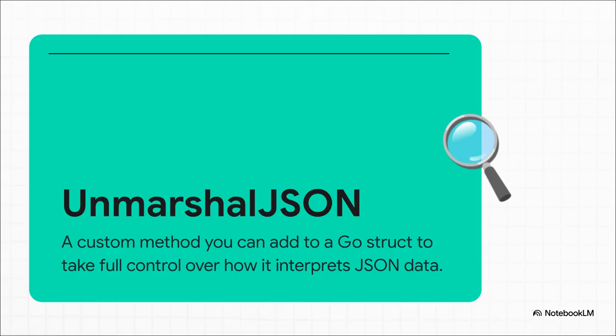Well, that is the idiomatic Go solution, and it is incredibly powerful. Go gives us this fantastic tool for exactly this situation: UnmarshalJSON. You can think of it like a special, custom-built translator that you attach right to your data type. By implementing this method, you're basically telling the JSON parser, hey, hold on. Don't use your default rules for this one. I'll take it from here and show you exactly how to handle this messy input.